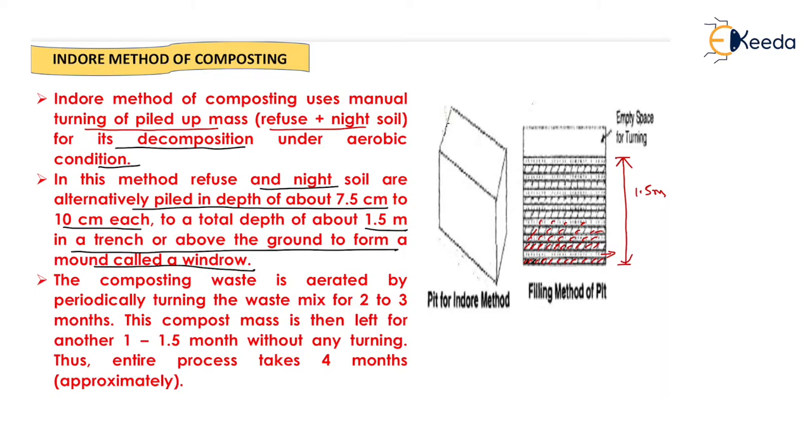Now the composting waste is aerated by periodically turning the waste mix for 2 to 3 months. We had already discussed that in the initial phase we need to turn the waste mix for 2 to 3 months. Now this compost mass is then left for another 1 to 1.5 months without any turning. Thus the entire process takes 4 months for the complete decomposition of the organic matter. That is the indoor method of composting.